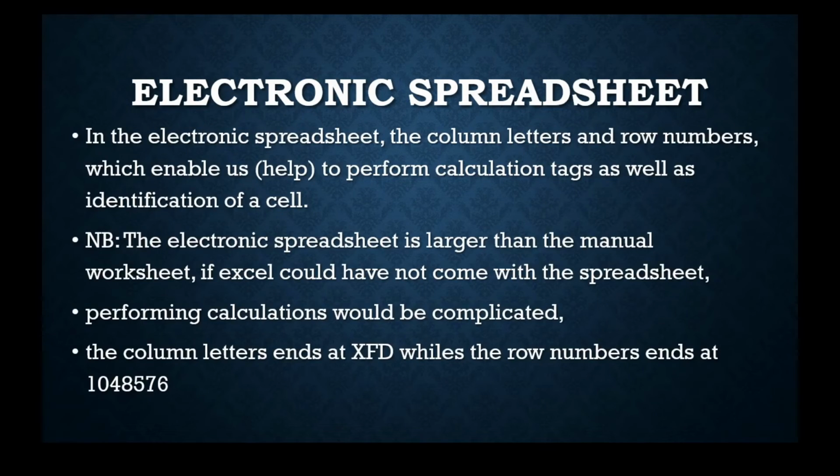So what is an electronic spreadsheet? In the electronic spreadsheet, the column letters and the row numbers enable us, help us, to perform calculation tasks as well as identification of cells. Note: the electronic spreadsheet is larger than the manual worksheet, whilst in other way around, if Excel could have not come with the spreadsheet, performing calculation could have been complicated.